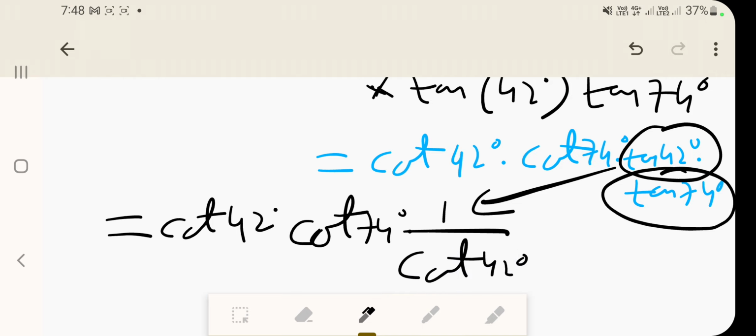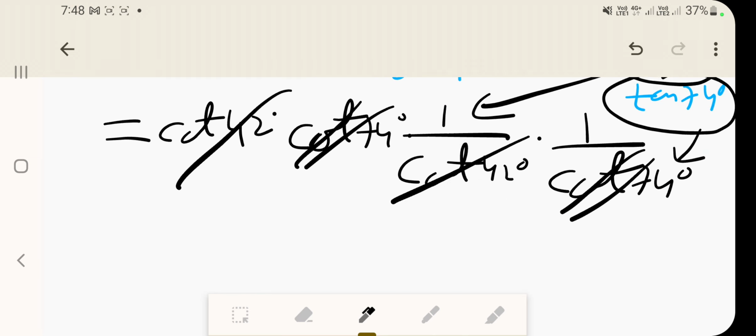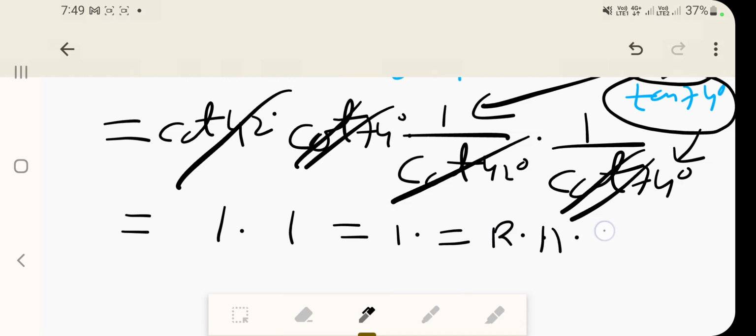And similarly, this tan 74 can be written as 1 by cot 74 degrees. Tan is nothing but 1 by cot. So if you observe here, cot 42 and 1 by cot 42 will get cancelled, cot 74 and 1 by cot 74 will get cancelled. So overall we get 1 into 1, that is 1. This is nothing but our right hand side, which they have asked to prove.